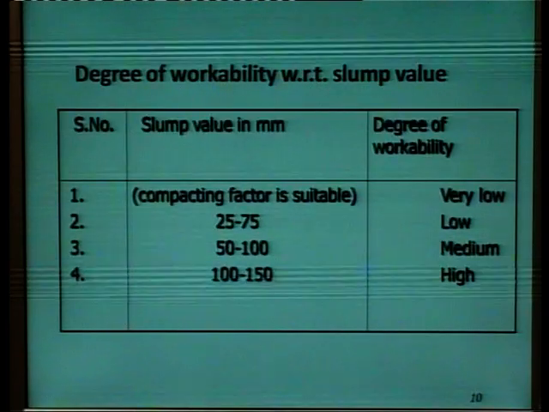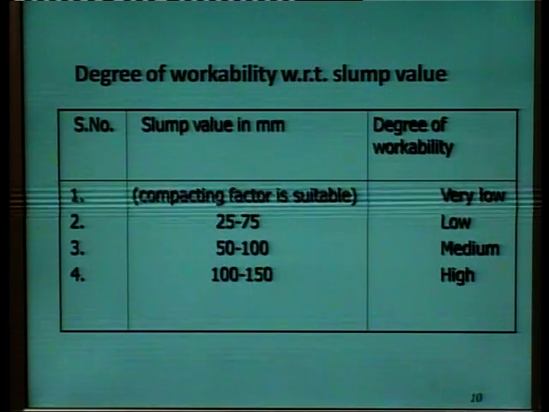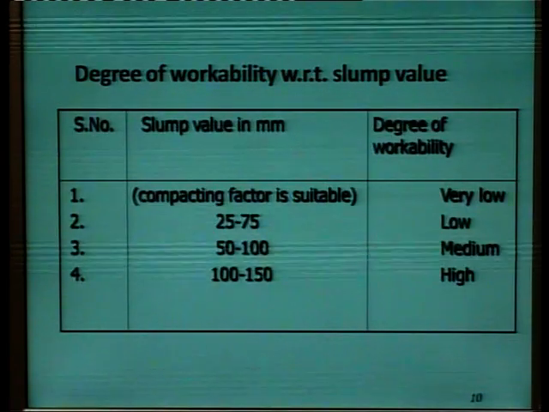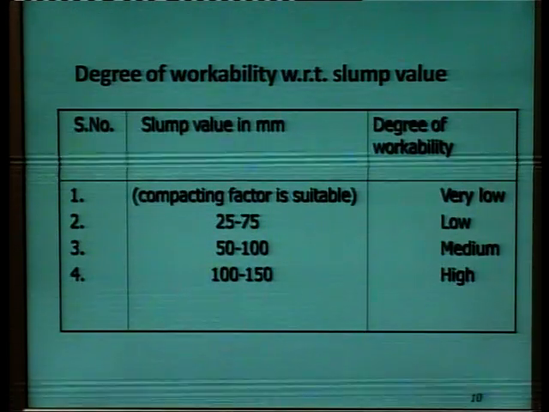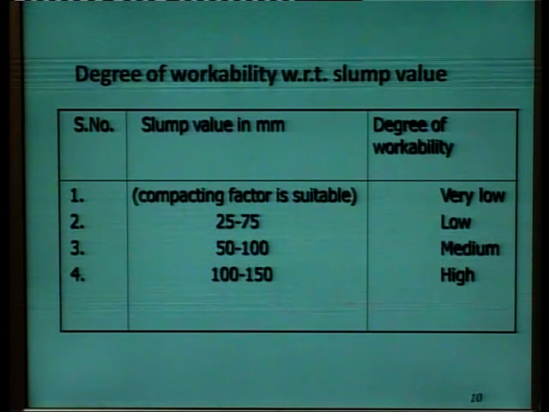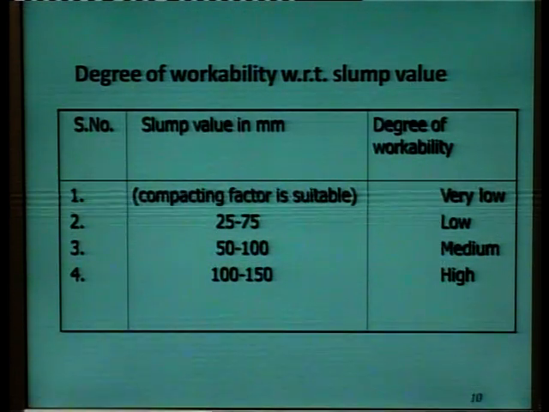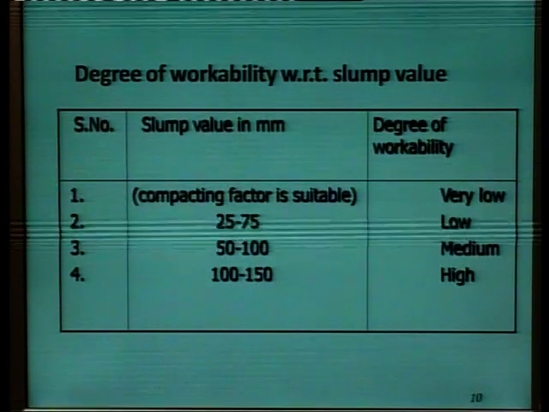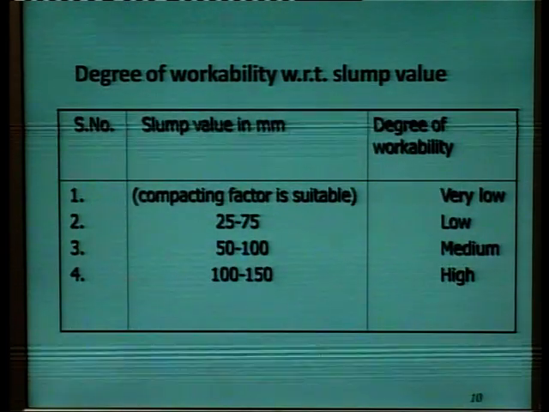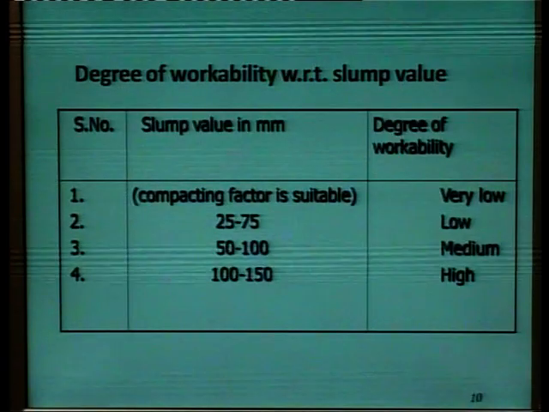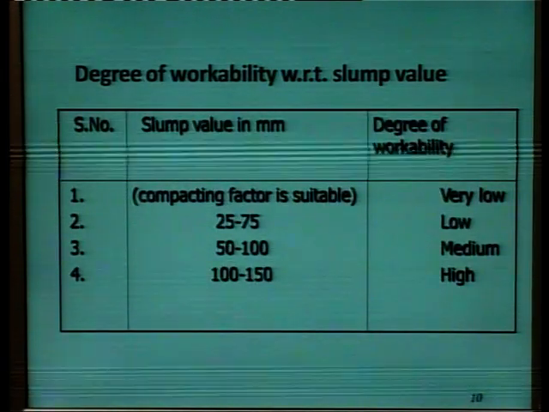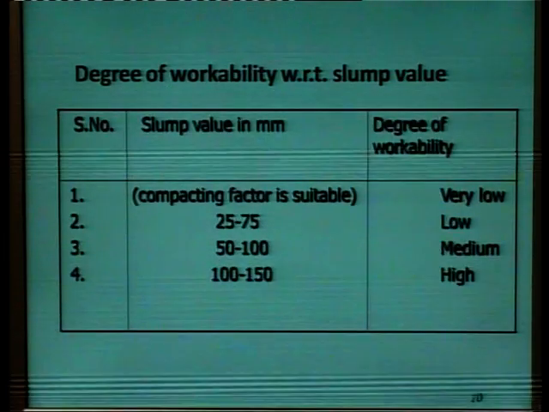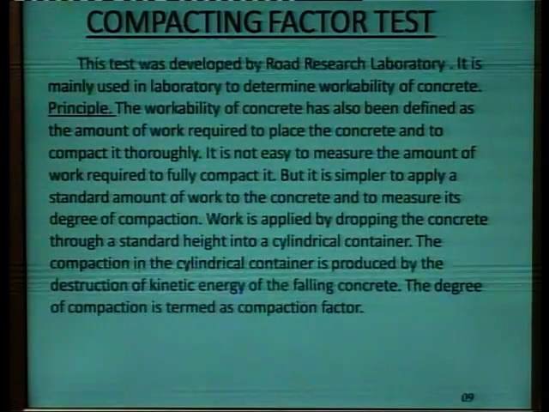So, these are some values by which we find out the degree of workability. If the slump value is less than 25 mm, then workability is very low. If between 25 to 50, then workability is low, between 50 and 100 medium, and if the slump value is 100 to 150, then workability is high.